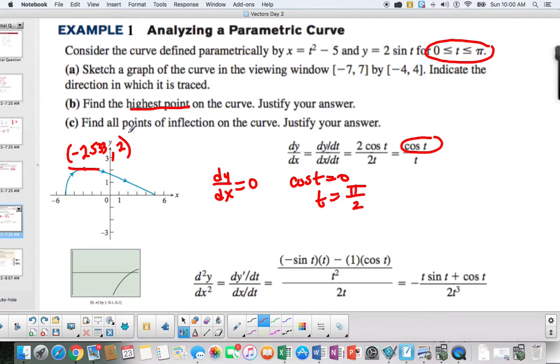All right, now we're being asked for the points of inflection, which means I have to find the second derivative. So I'm going to find the derivative of this right here, which is going to require the quotient rule, and then divide by dx dt, and dx dt we already have as 2t. We're going to simplify. The points of inflection mean where the derivative changes from positive to negative, or negative to positive. So let's take a look at when this is equal to 0. When it's equal to 0 on a graph, it's going to be right here. And you can see that the second derivative is negative before that and positive after that. So that is a point of inflection.